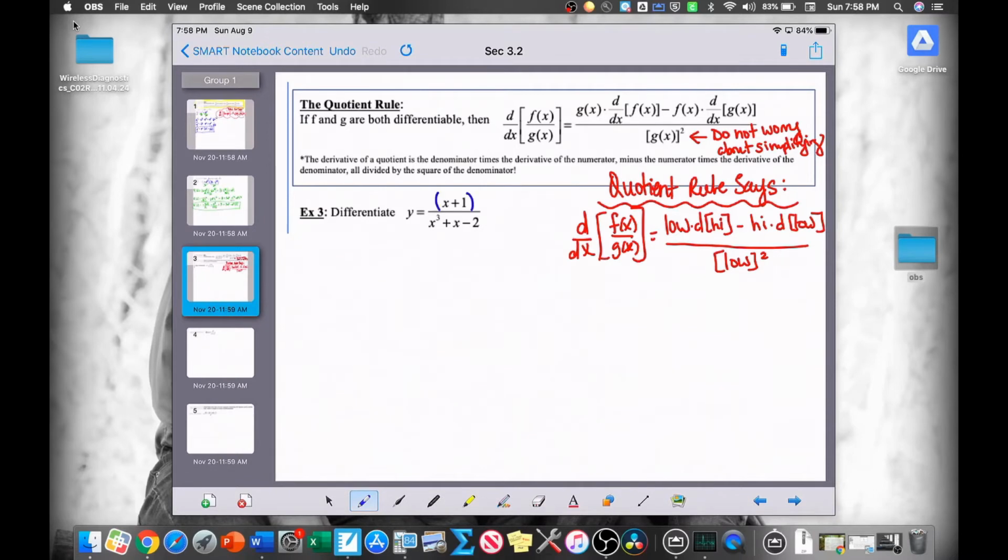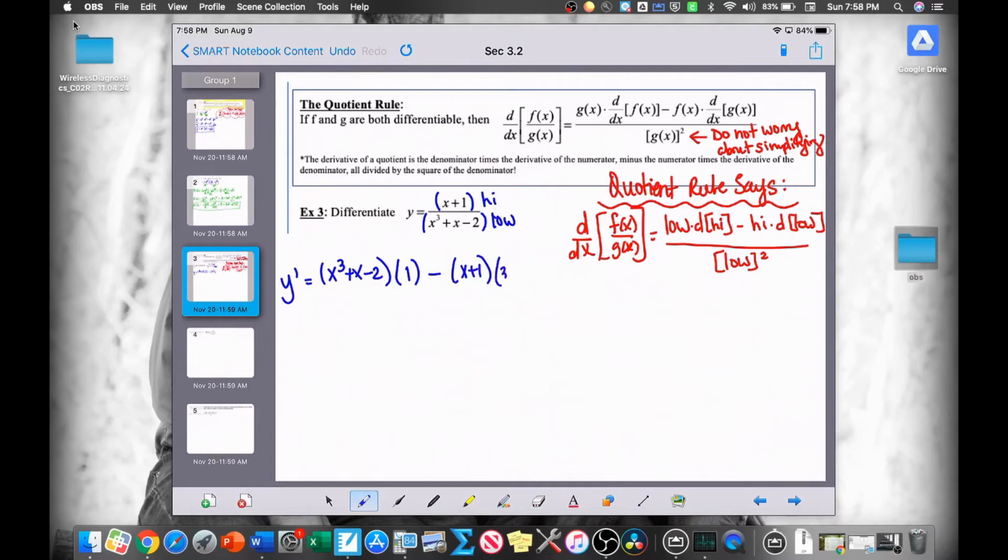So our x plus 1 is our high function, and our x cubed plus x minus 2 is our low function. Y prime is going to be equal to low, x cubed plus x minus 2, times d high. The derivative of x plus 1 is 1. Derivative of x is 1, derivative of 1 is 0, so 1. So low d high minus high, x plus 1, d low.